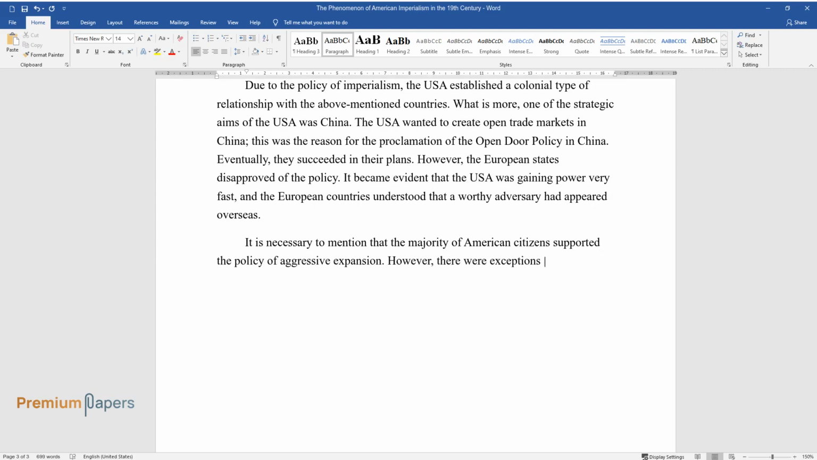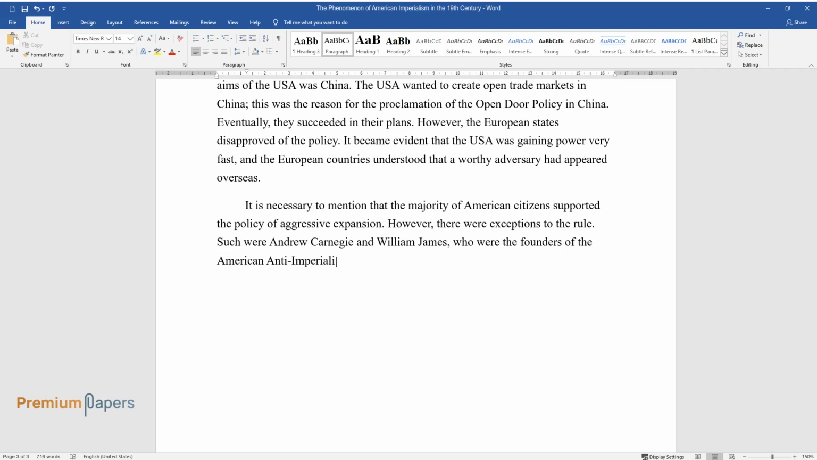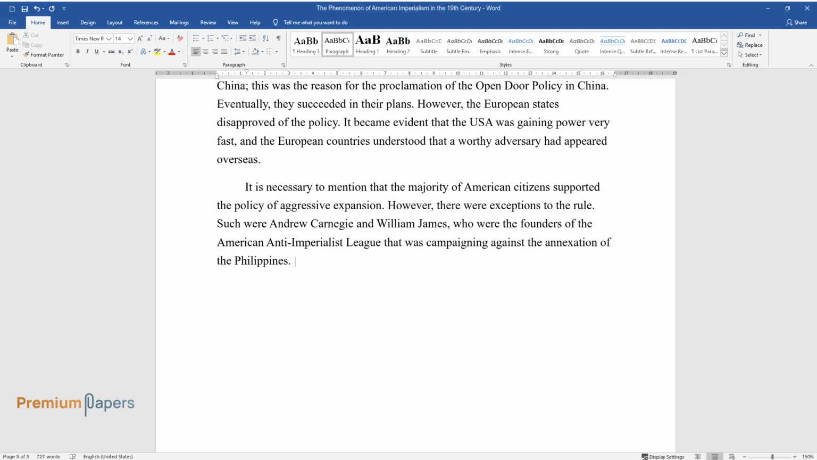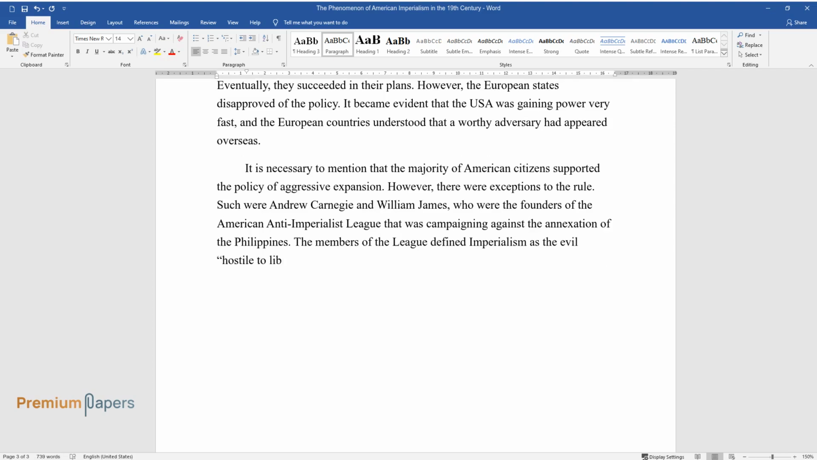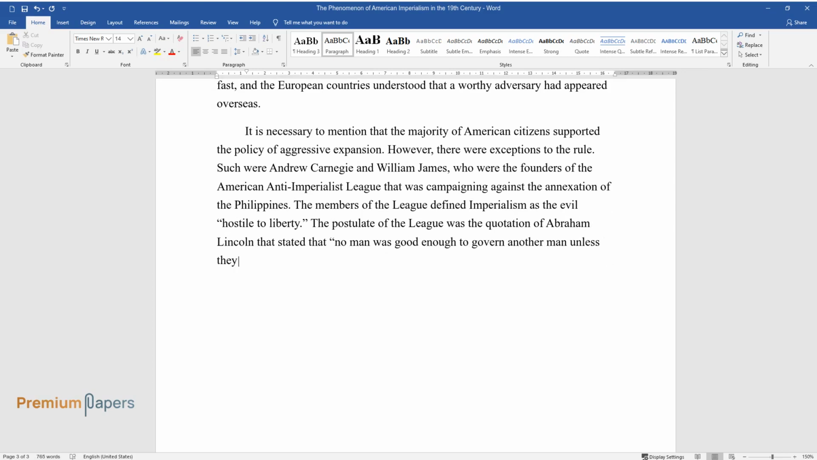However, there were exceptions to the rule. Such were Andrew Carnegie and William James, who were the founders of the American Anti-Imperialist League that was campaigning against the annexation of the Philippines. The members of the League defined imperialism as the evil hostile to liberty. The postulate of the League was the quotation of Abraham Lincoln that stated that no man was good enough to govern another man unless they have their consent. Still, the activity of the League turned out to be unsuccessful.